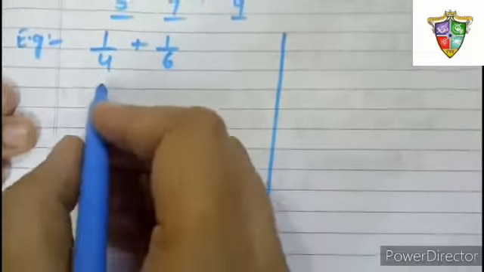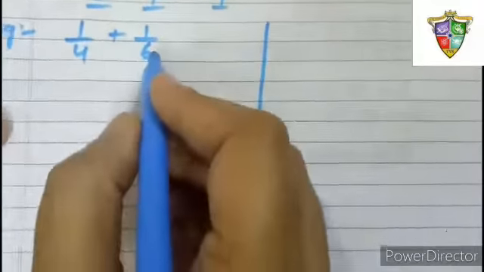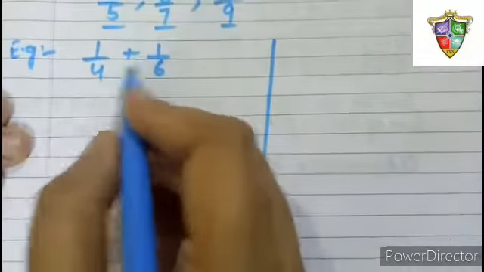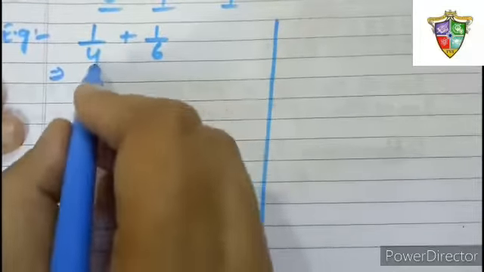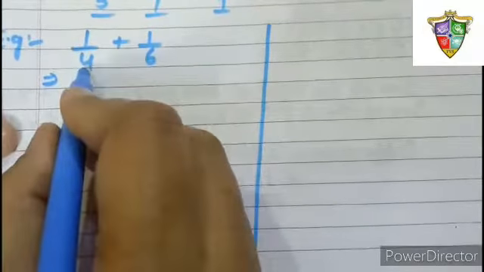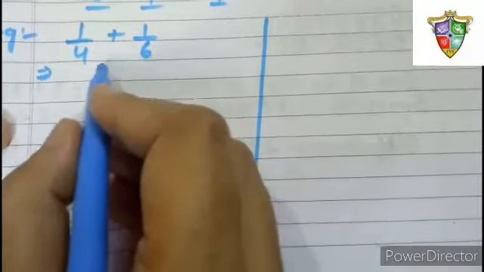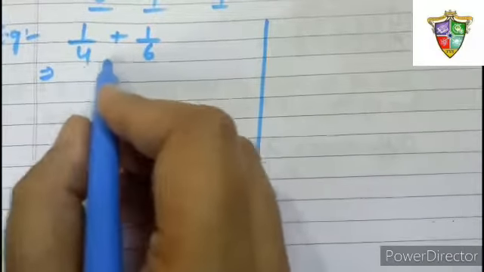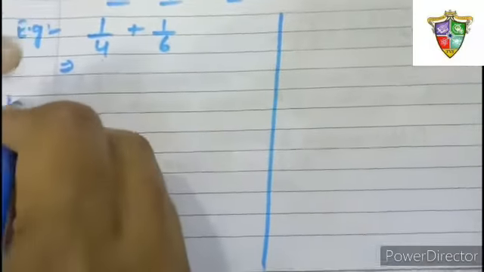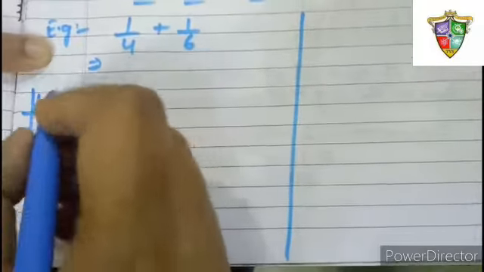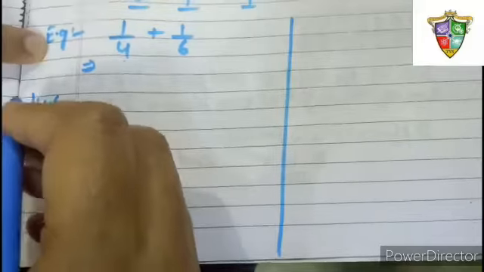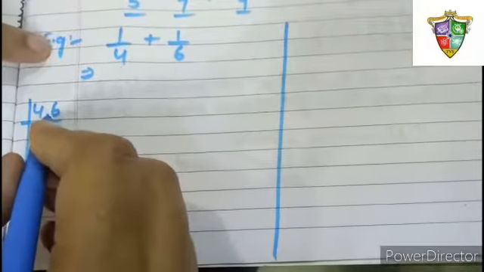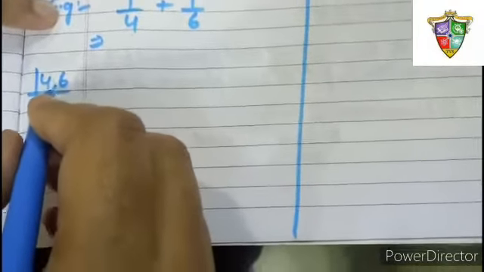I have taken two fractions here, 1 by 4 and 1 by 6. So how are we going to add these fractions? First of all, you have to calculate the LCM of the denominators, which are 4 and 6. You can use any method. We are going to use the common division method to calculate the LCM of these numbers.